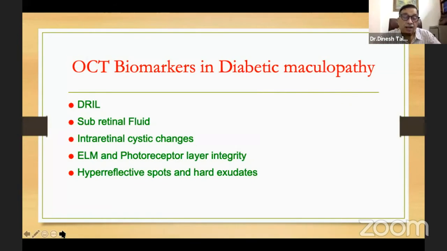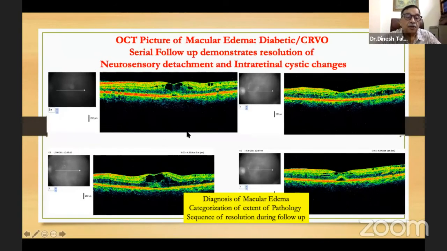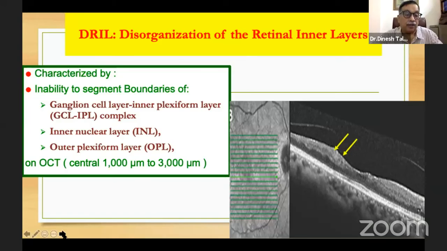In diabetic maculopathy, there are also certain important biomarkers like DRIL, subretinal fluid, intraretinal changes, the outer limiting membrane, and the photoreceptor layer integrity, and hyperreflective dots. So let's see this. In general, you have a patient who's got edema, a little bit of neurosensory detachment, you're giving injections, for example, following up, and you can see now that the subretinal fluid is gone, the intraretinal cystic cavity is gone. If the vision is okay, you know you don't need to give any more treatment. So you can follow up your patients with OCT very, very accurately.